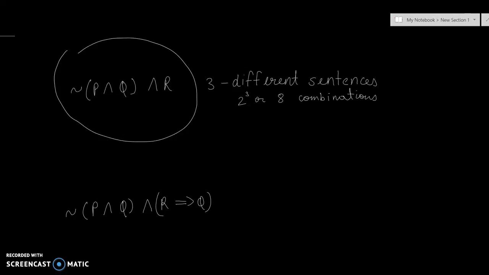Hello and welcome. Today we're going to talk about what a truth table is and how to write truth tables. So basically, a truth table is a form of logical inference.